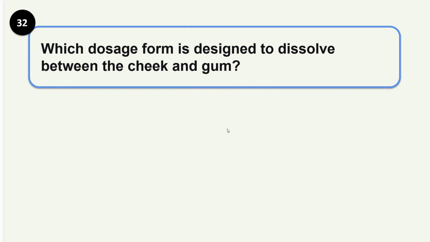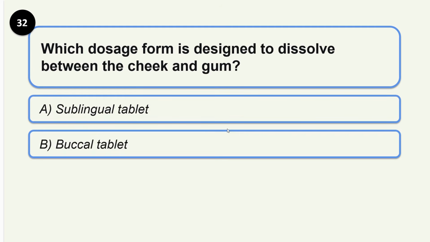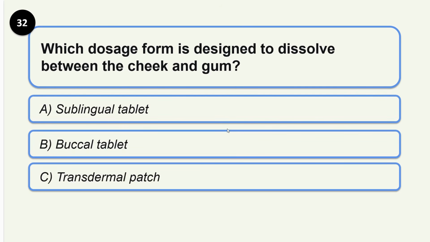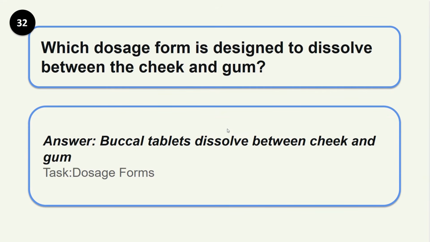Next, which dosage form is designed to dissolve between the cheek and gum? A. Sublingual tablets, B. Buccal tablets, C. Transdermal patch, D. Suppository. The correct answer is buccal tablet. Buccal tablets are dissolved between the cheek and gums.